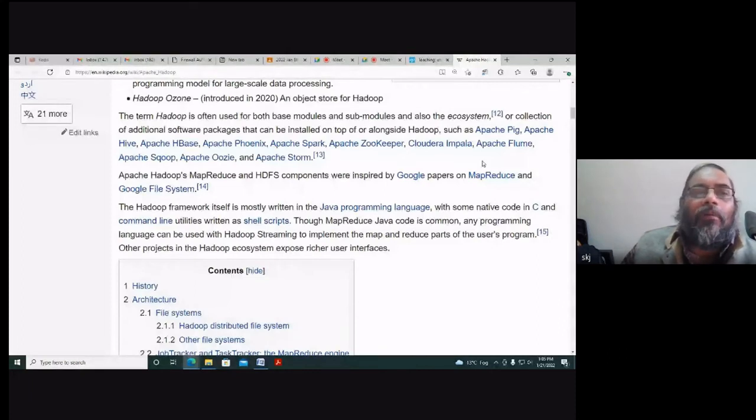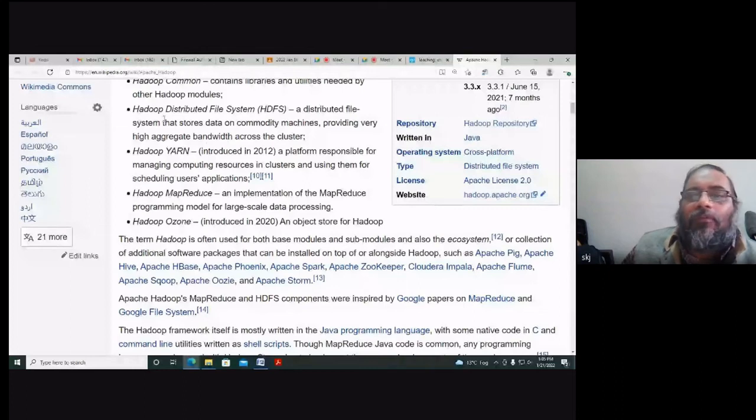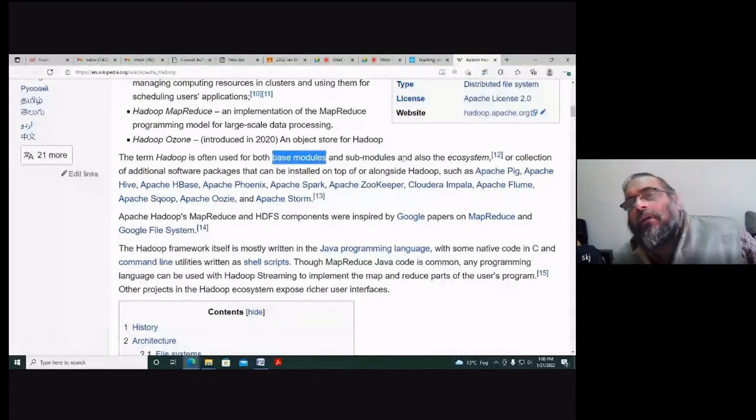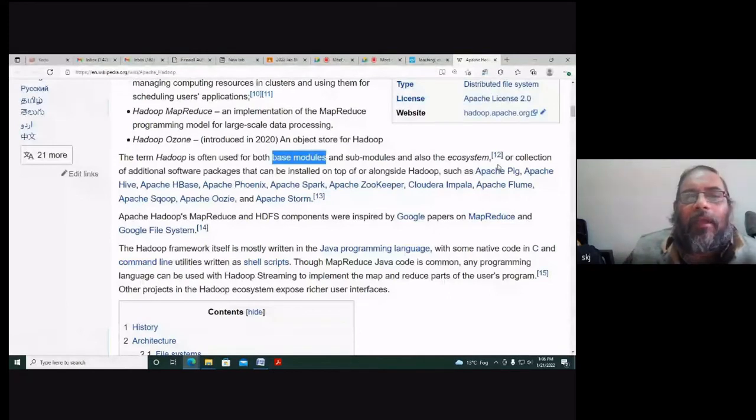So in addition to these five systems, what are the other components? The term Hadoop is often used for both base modules and submodules, and also the ecosystem or collection of additional software packages that can be installed on top of or alongside Hadoop. Several such software packages are there, such as Apache Pig, Apache Hive, Apache HBase, Apache Phoenix, Apache Spark, Apache ZooKeeper, Cloudera, Apache Flume, Apache Sqoop, Apache Oozie, Apache Storm, and many more maybe. Some commercial software may also have some kind of compatibility.